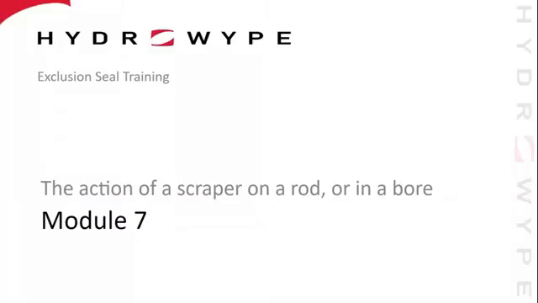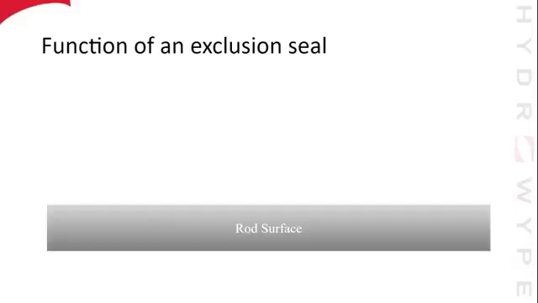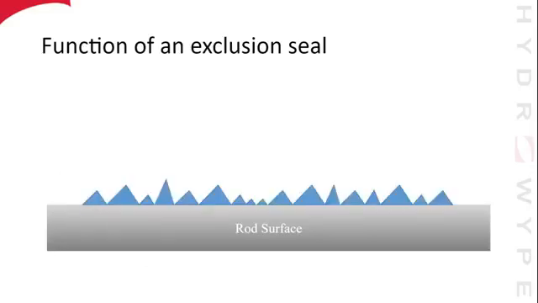Let's consider what's occurring at the surface of the rod as a scraper passes over it. We have here a simple illustration of the surface of a rod mounted horizontally. On the surface, we've shown in blue triangles a representation of a layer of contaminants.